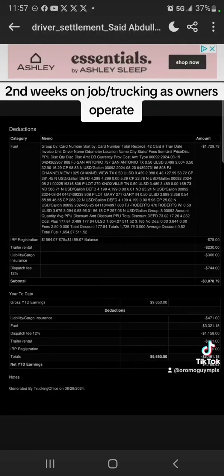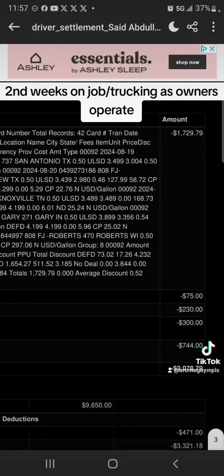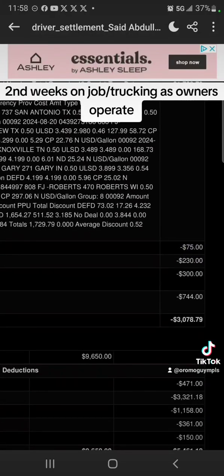What I pay, you see that, IRP plates, $75 a week. Trailer rental, $230 a week. Cargo liability insurance, $300 a week. Dispatch fees, this is what the company charges for that: $6,200 minus 12% is $744. And then the other one up there, you can see, is the fuel, the diesel price. That's how much diesel I use to go around all those places to deliver. I spend $1,730 on fuel. So that's basically what it is.